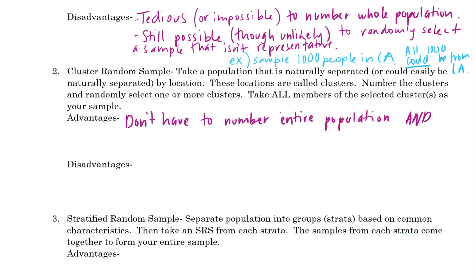Not only that, but because your sample is separated by location, your sample is actually very convenient to collect. Your sample is conveniently located together. So if I were taking a cluster random sample at Edison High School and I picked 5 different classrooms, I only have to go to those 5 different classrooms, versus if I did a simple random sample where I numbered every single kid and took a random sample of kids, I would have to visit every single kid in every single one of their classrooms. So that would be kind of annoying and tedious to do. So cluster samples are hugely, hugely convenient in that way.